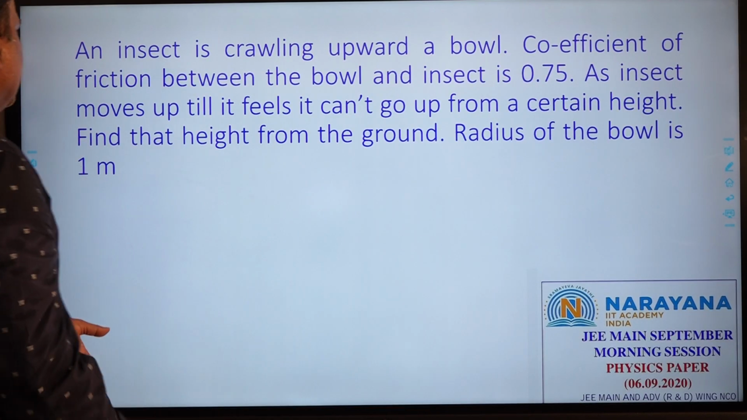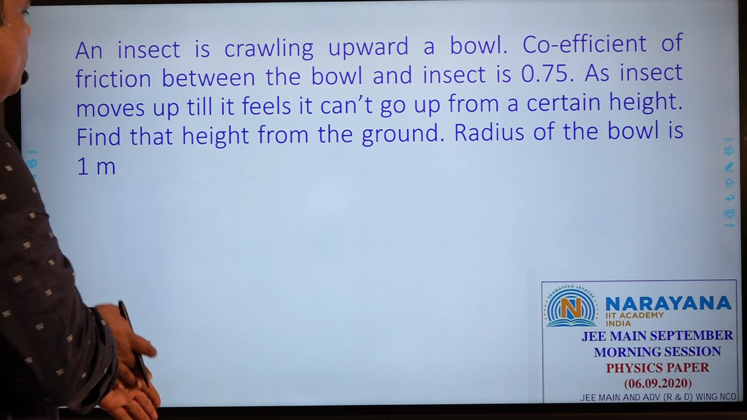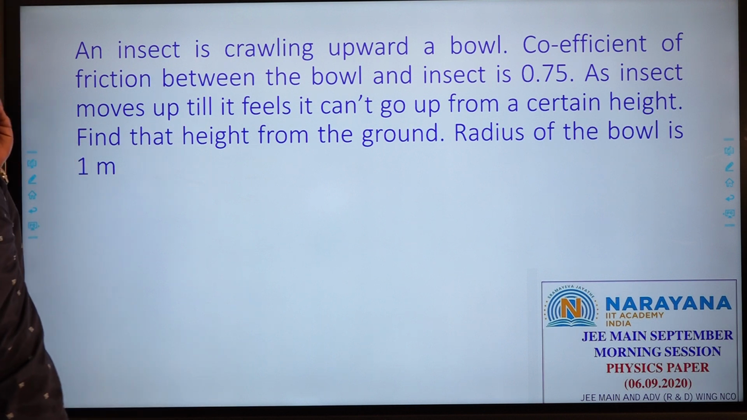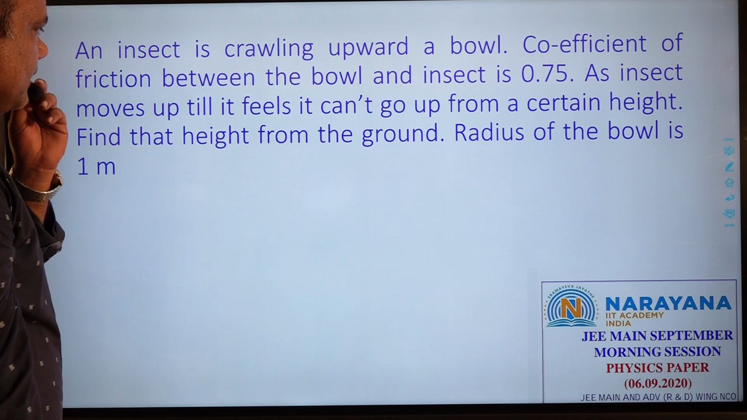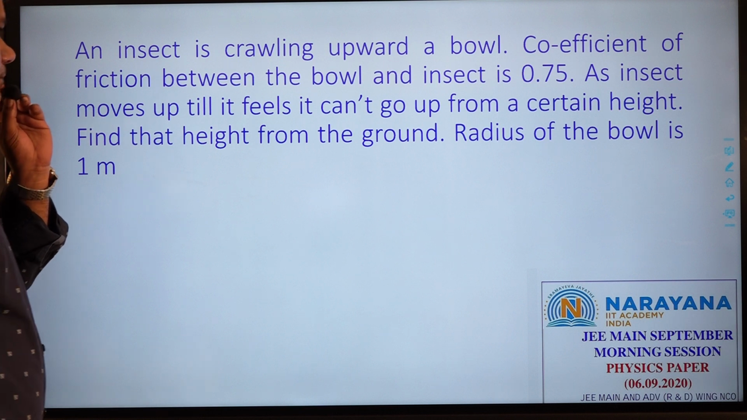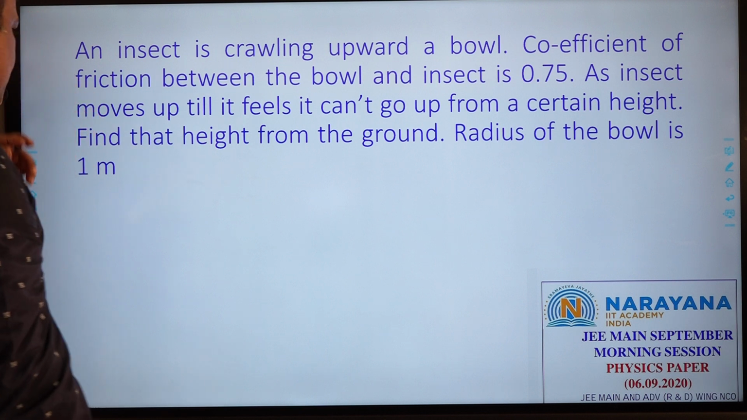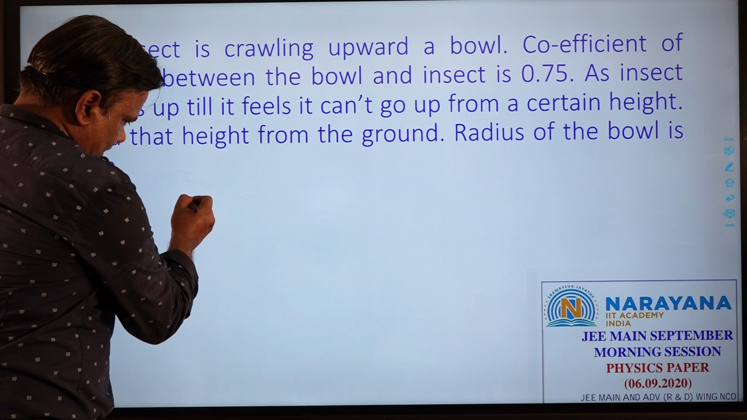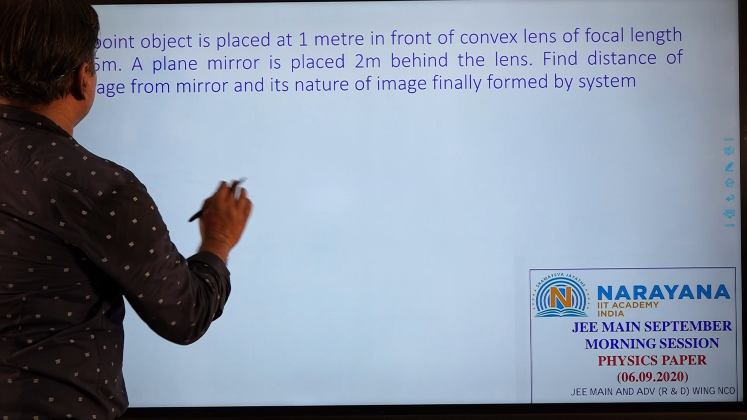So the next question is, an insect is crawling upward on a bowl. The coefficient of friction between the bowl and the insect is 0.75. As the insect moves up, it feels it cannot go up beyond a certain height from the ground. Find that maximum height from the ground, if the radius of the bowl is 1 meter. I'm not sure about this question because the students are telling me that this may have some different idea.